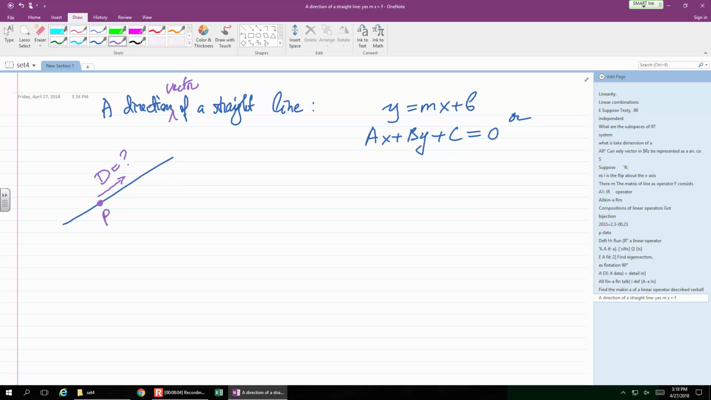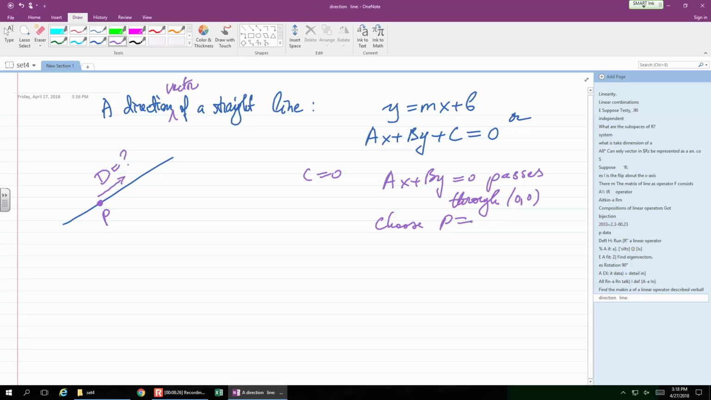Okay, so one way is to find a point, if you have anything available, such as c equal to 0, a special case where you have ax plus by. What does it mean? It means that it passes through the origin, through 0, 0. So then choose P to be that point because it's the simplest. Okay, so if it's at all possible, choose the origin.